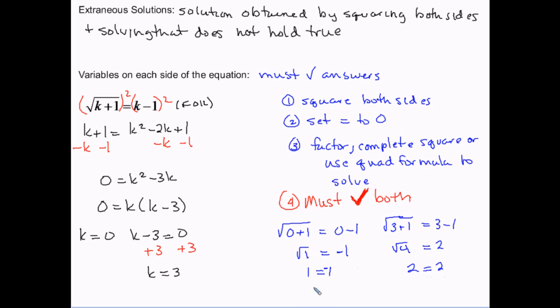Drop that negative right there. This one is not true. 1 does not equal negative 1, but 2 does equal 2. This answer does not hold true, therefore this solution does not hold true, and our only answer is k equals 3.